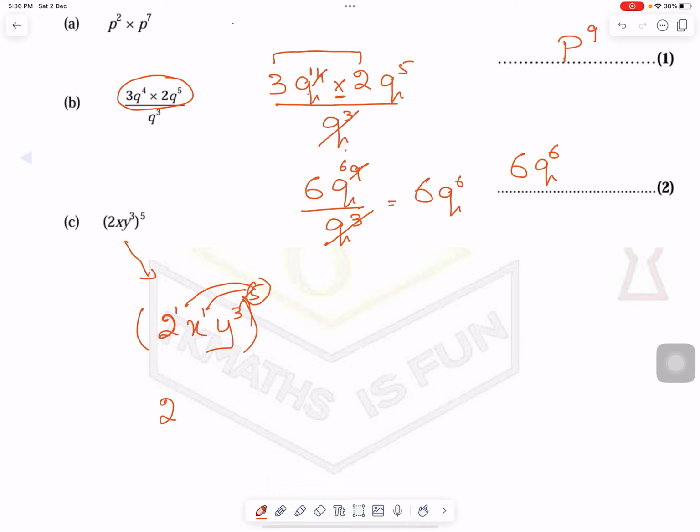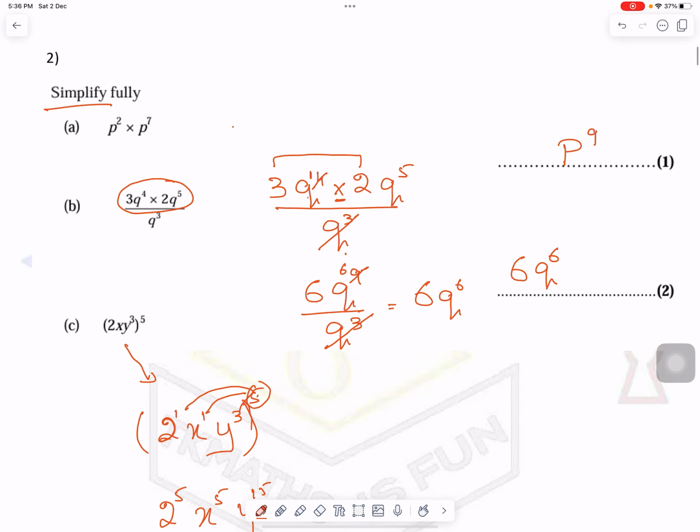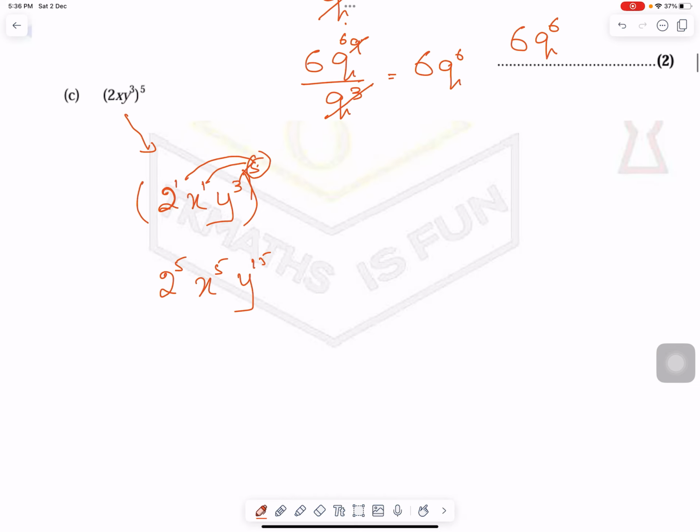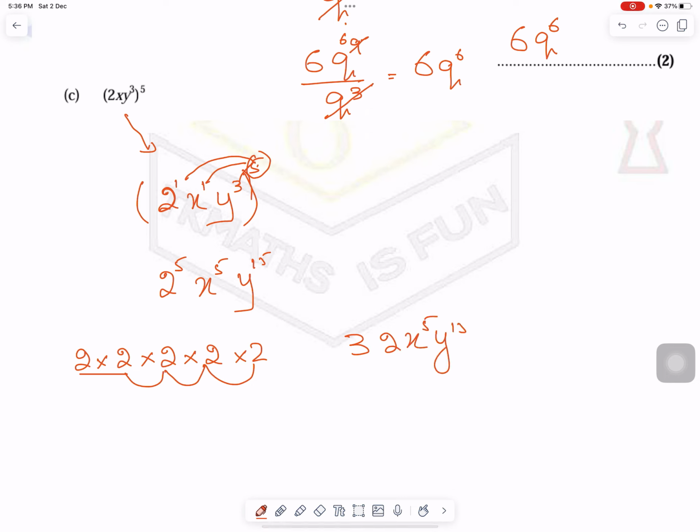So it will be 1 5s are 5. X power 1 is 1 5s are 5. 3 5s are 15. Because the question said on the top, simplify fully. So I can't leave it like this. I have to see what is 2 power 5. 2 power 5 means multiply 2 by itself how many times? 5 times. 2 2s are 4. 4 2s are 8. 8 2s are 16. 16 2s are 32. So what do I have? 32. X power 5. Y power 15.